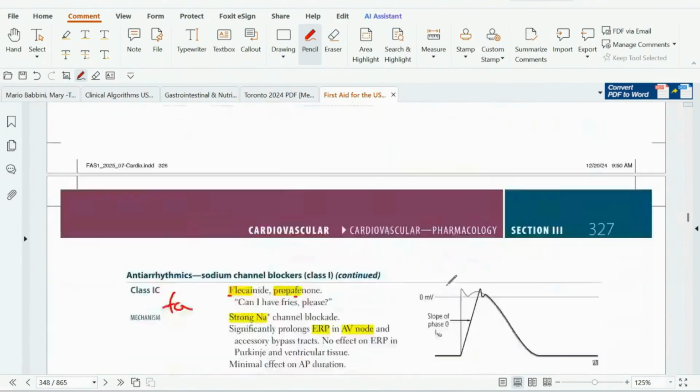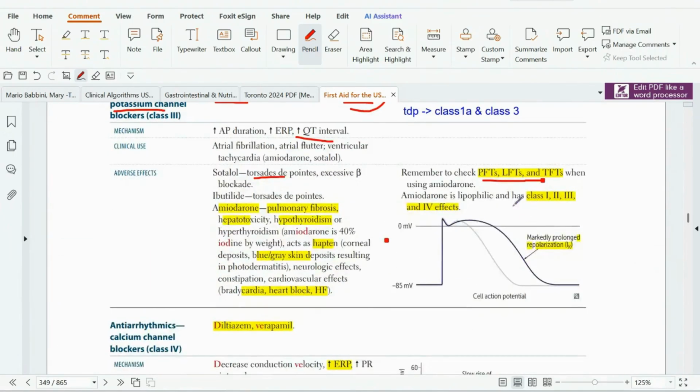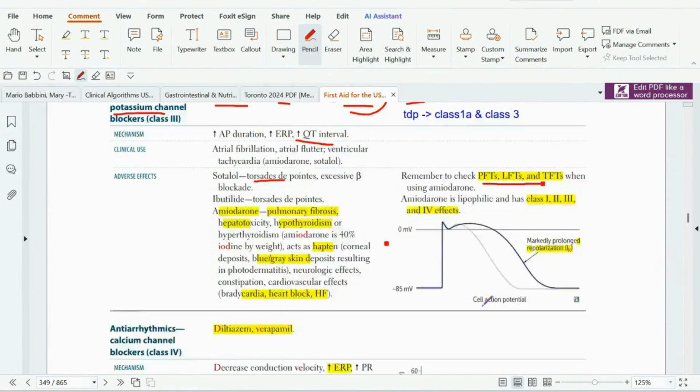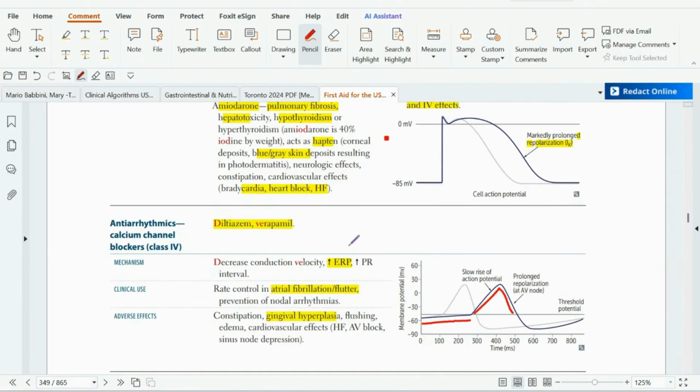Class 1 is all myocyte graph, but then here comes class 2. This is what? Nodal graph. Oh, okay. Now you come in class 3. This is myocyte graph, and then you go into class 4, nodal graph. So we can always remember: all the even classes, they affect the nodal tissue. All the odd classes of antiarrhythmics affect the myocytes. Can we make that distinction?